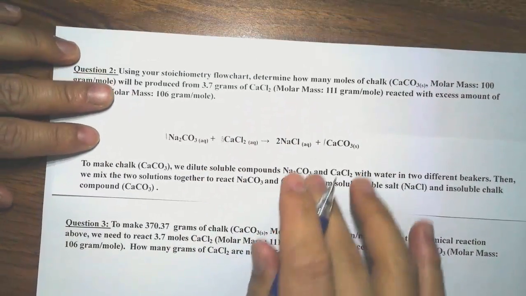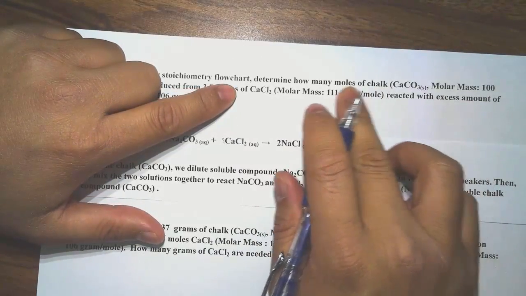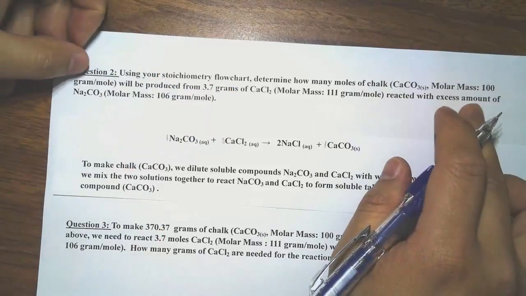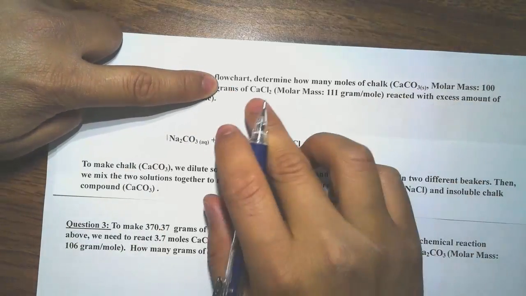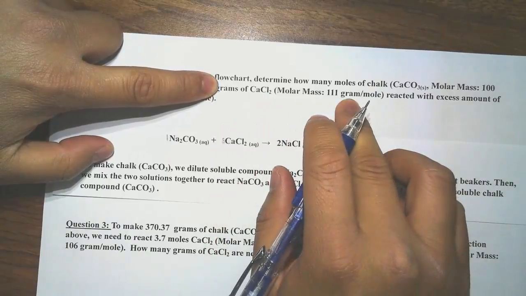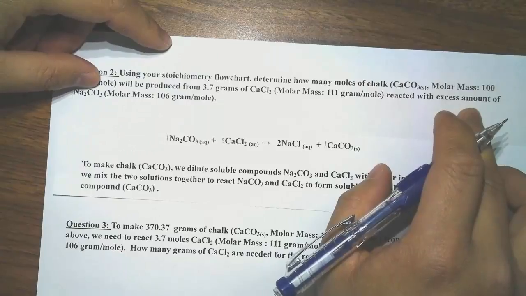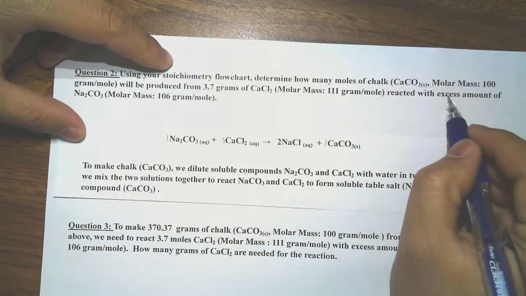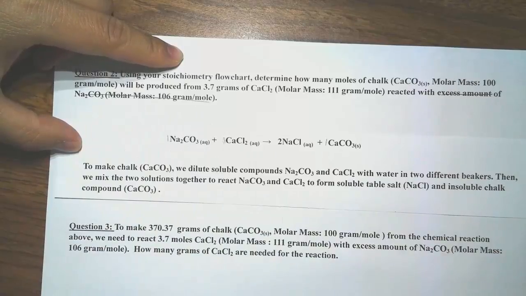Let's look at this problem. Using your stoichiometry flowchart, determine how many moles of chalk. Ooh, we're looking for moles now. And we are given the molar mass, of course, will be produced from 3.7 grams of calcium chloride, with the molar mass of calcium chloride, reacting with excess amount of sodium carbonate. Again, we can ignore the term excess amount because it doesn't tell us how much product we're going to make.